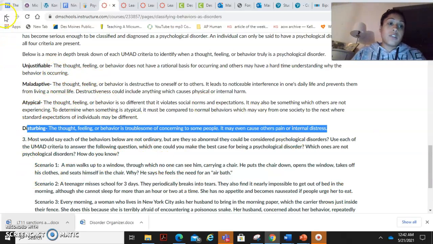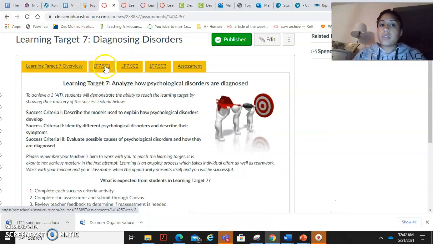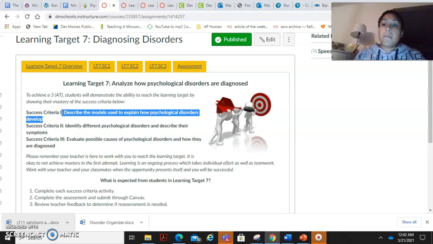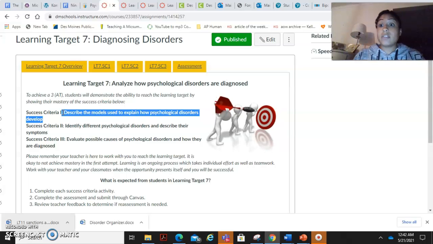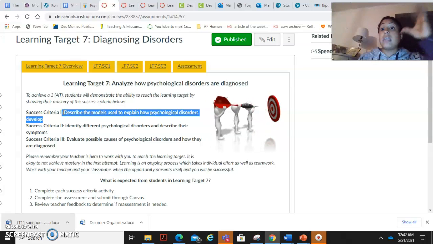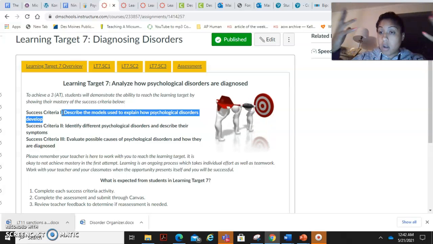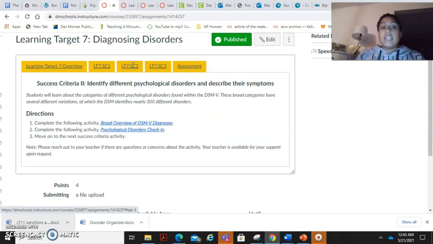All right, let's go back. You guys know now the model that we use to explain disorders. It's the medical and the diathesis-stress, which is the happy marrying of both environmental and biological things that cause the development of a psychological disorder. All right, your assignment is under success criteria 2.